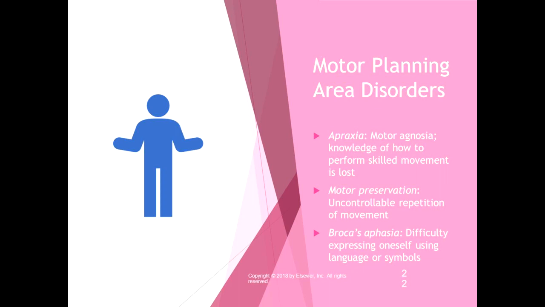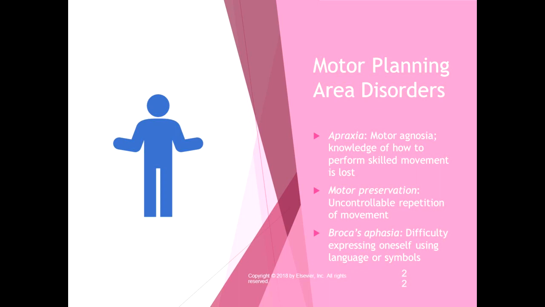Motor perseveration is uncontrollable repetition of a movement. So if you tell someone to lock their wheelchair brakes and they lock and unlock, lock and unlock, lock and unlock, that's motor perseveration. So doing the same repetitive movement over and over again, and it's uncontrollable. The person doesn't know they're doing it.